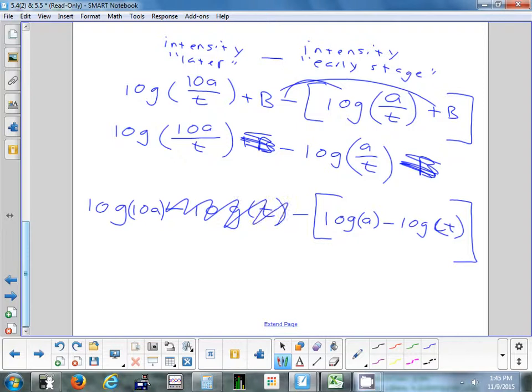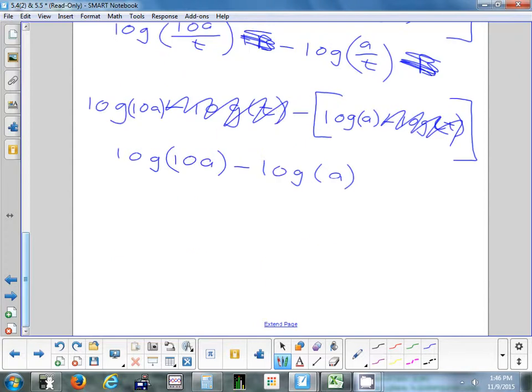Log T minus log T. So what we're saying here is T has no effect on the final answer. And it shouldn't. T is the same all the way through the problem. So it doesn't affect the final answer. So now all we're left with is log 10A minus log A.